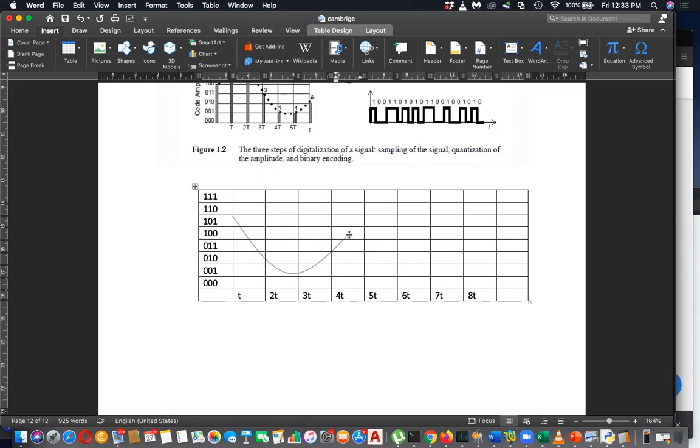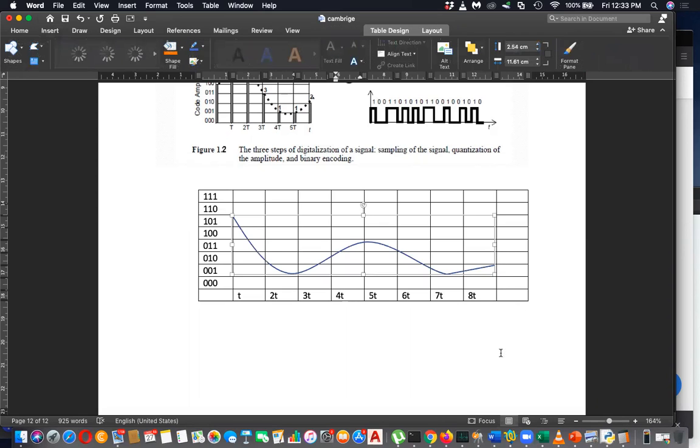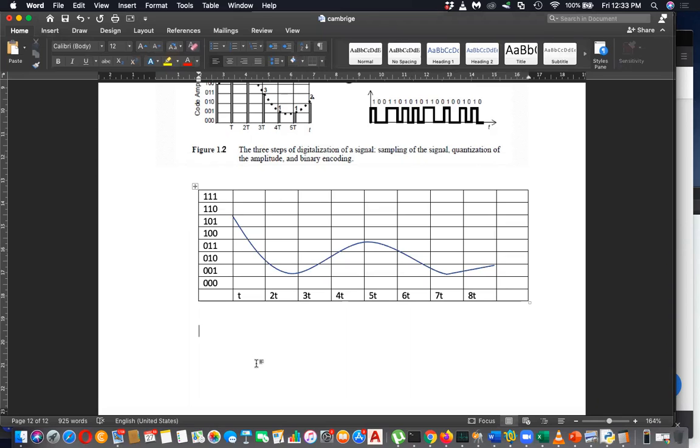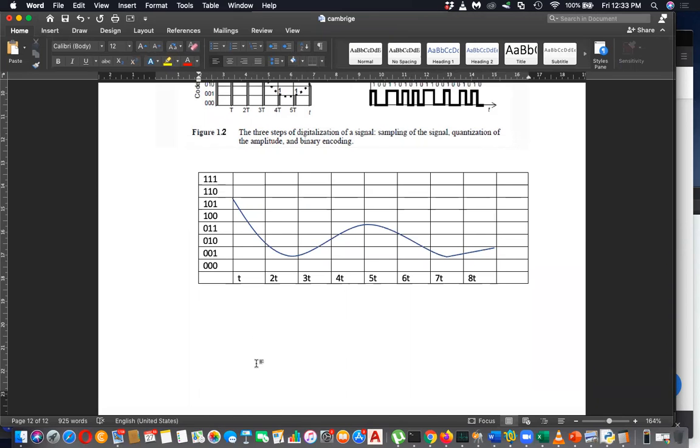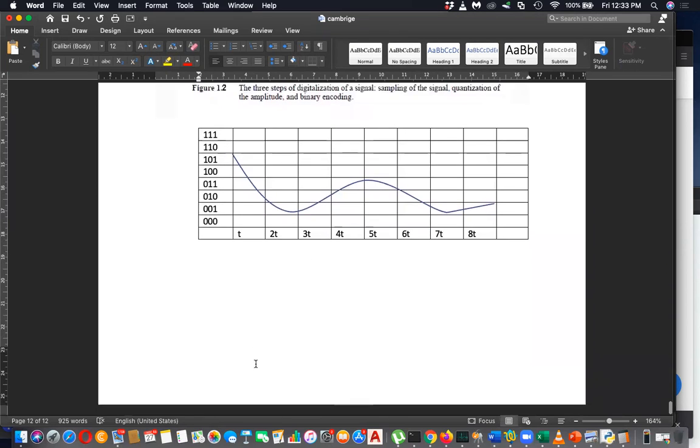Let's say I'm going to draw this signal. Okay, this is my signal. Can you write down the digital code for this one? This is my analog signal. Can you write down the digital code for this one? Quickly.